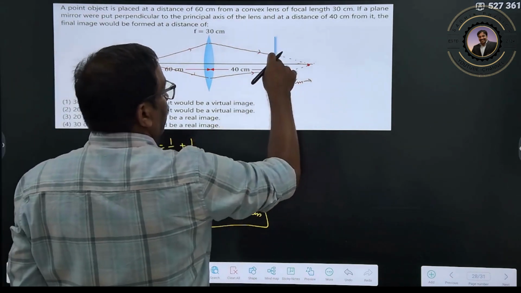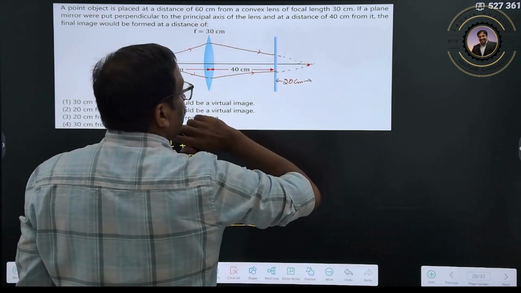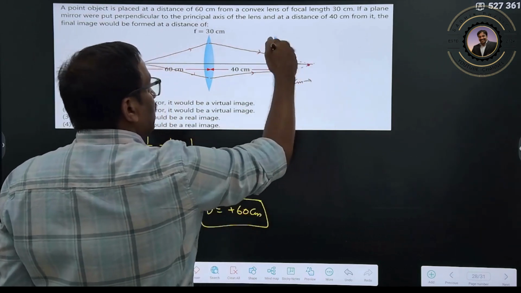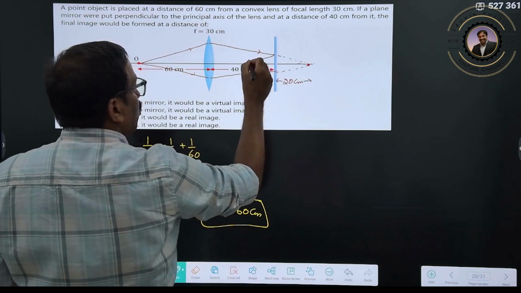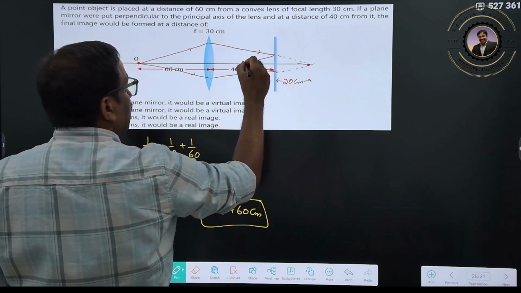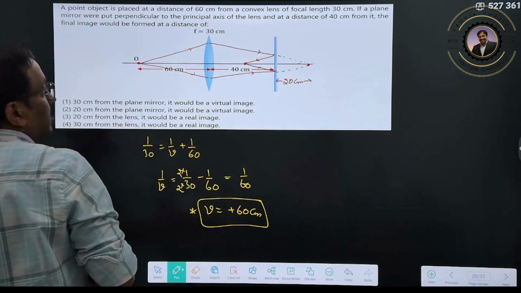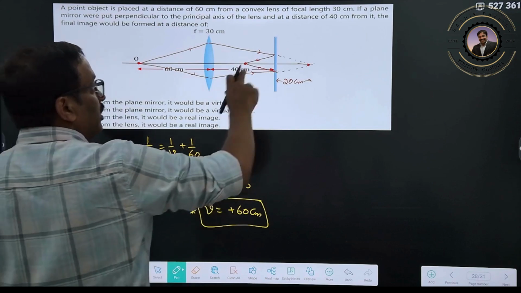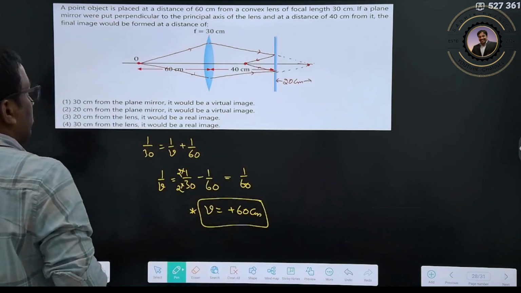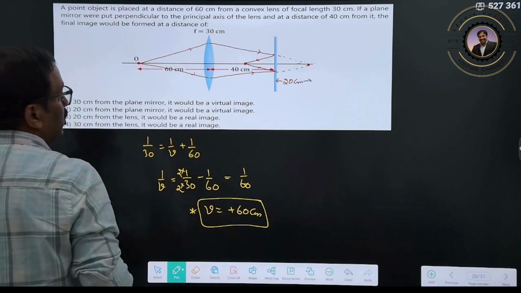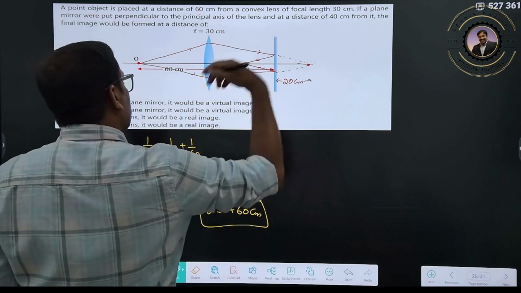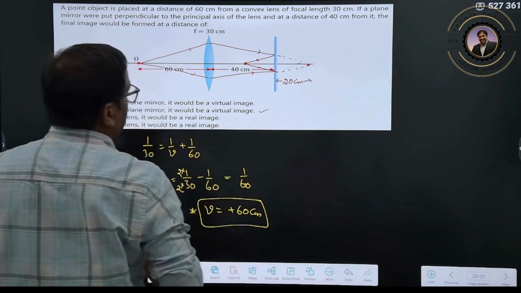So how is it there now? It is not going to form any real image here. So what will happen to these light rays now? They are going to rebound back, and these light rays will come and form the image here. Clear? You understand? Therefore it will be the virtual image, 20 centimeter from the plane mirror. It would be virtual. So the right side, this will be the answer.